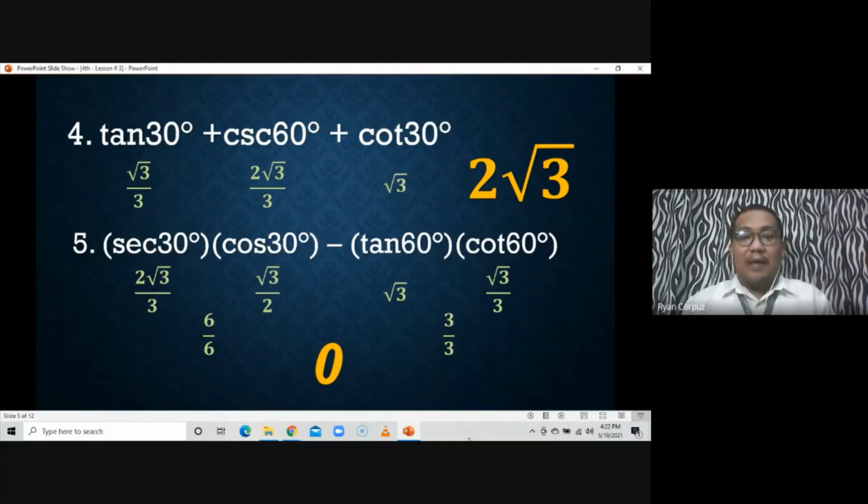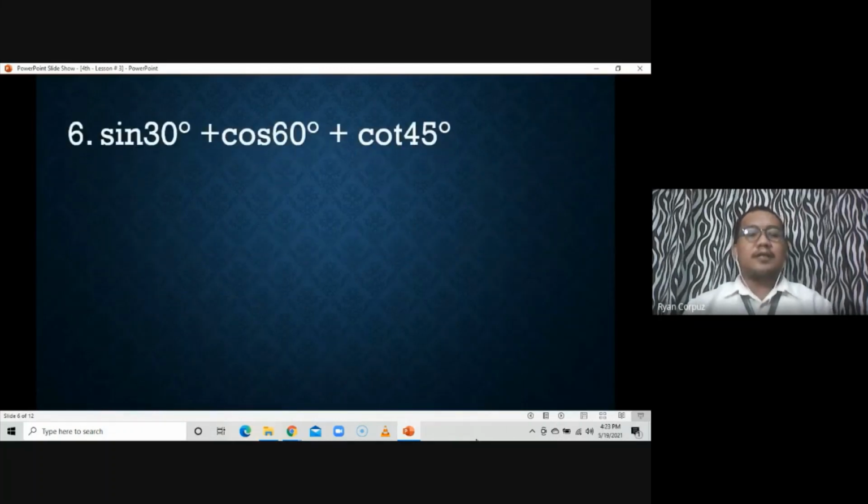O, di ba, akalain ba natin kaagad that the answer in the end is 0? Unless we find the right value for these functions on the table of trigonometric ratios of special angles. So, dapat tama yung makuha natin so that we come up with the right answer in the end. So, that's how we answer example number 5. So, I hope na nakasunod kayo doon. So kung hindi pa rin, let's have example number 6 here.